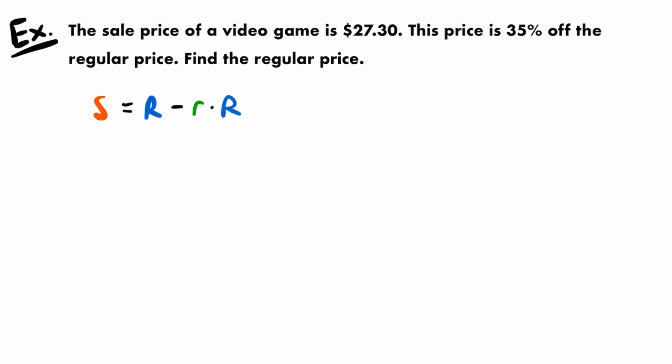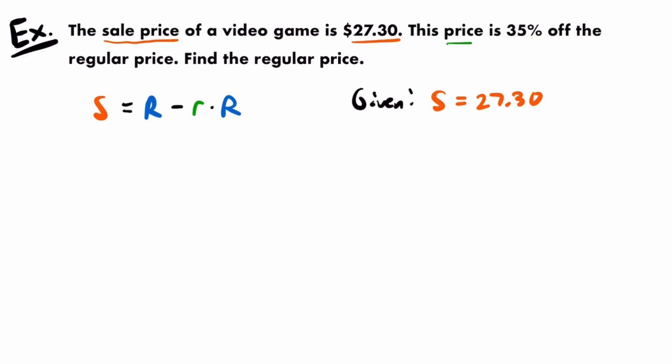Okay, and so let's identify what we've been given in this problem and then use those values to set up this equation and solve for the value that we don't know. All right, and so in this case, we are told that the sale price of a video game is $27.30. So what we are given is that S, the sale price, is 27.30, and then we are also told that the price is 35% off the regular price.